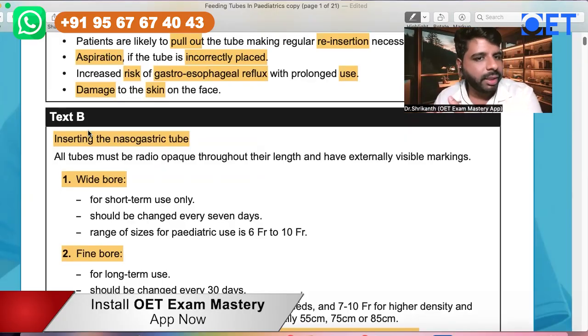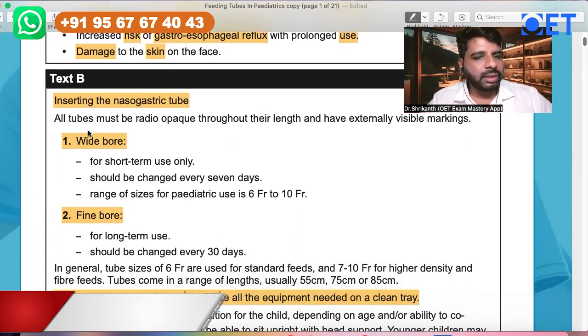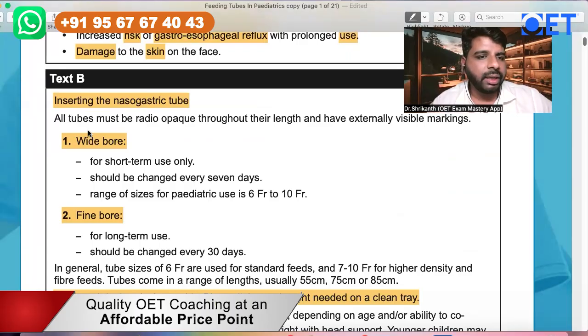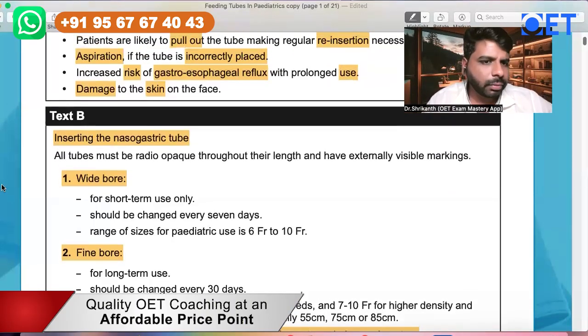Now, did you read text B? You did not read text B. You only read the headings, but your sixth sense is telling you to come to text B. So you're trusting yourself, coming over here, and then you are trying to decide whether the answer is here or not. So let's read, let's see if it is mentioned.